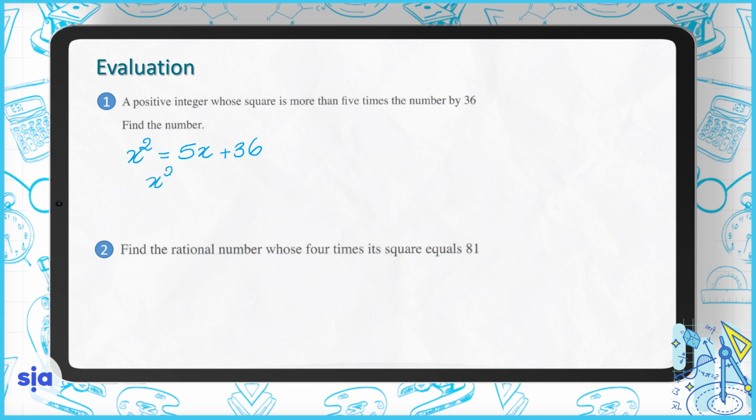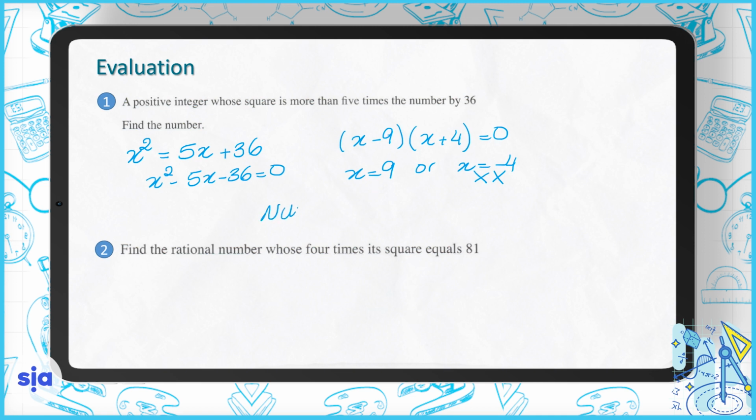If you move everything inside and you factorize, x minus 9 and x plus 4 equals 0. So x can be 9 or x can be negative 4. The question says a positive integer, so it cannot be negative 4. So this number is 9. So the number is 9.